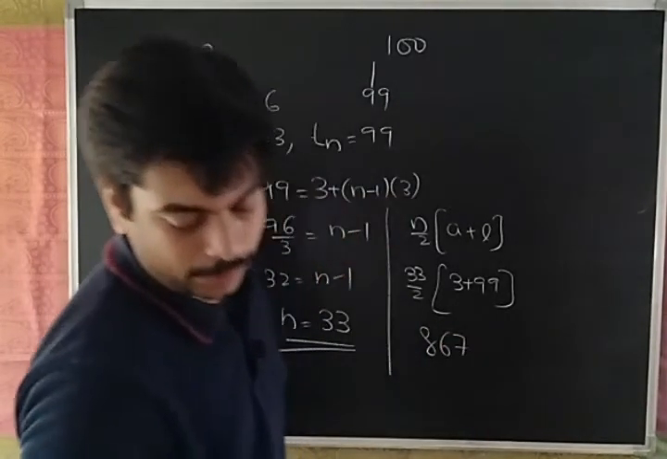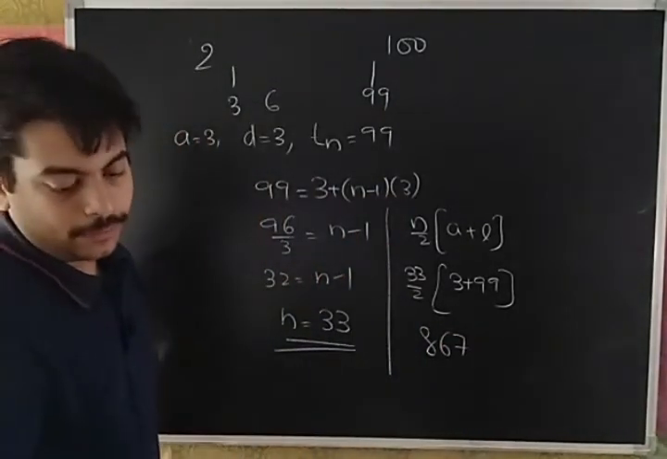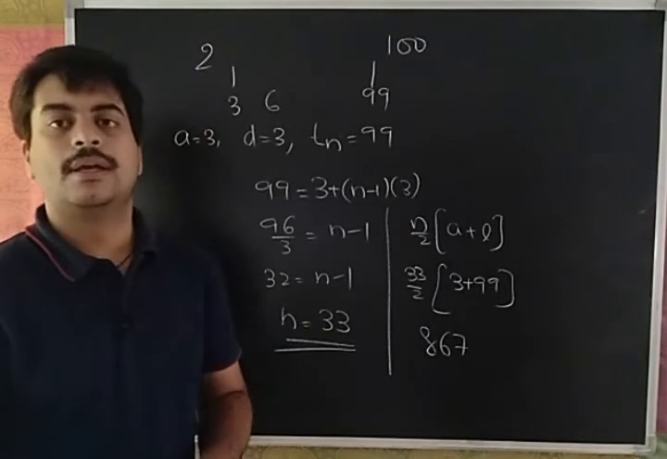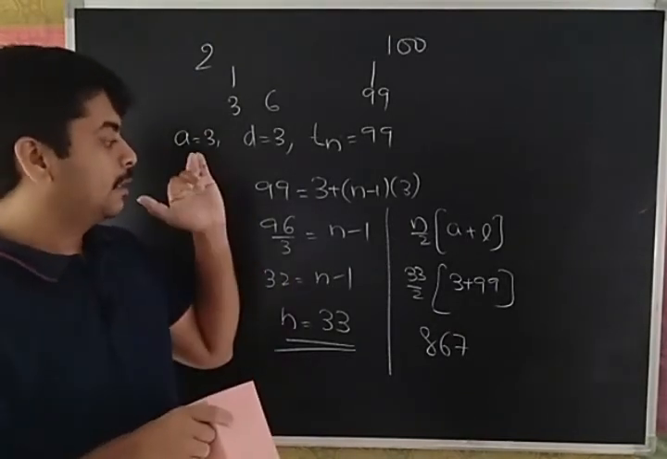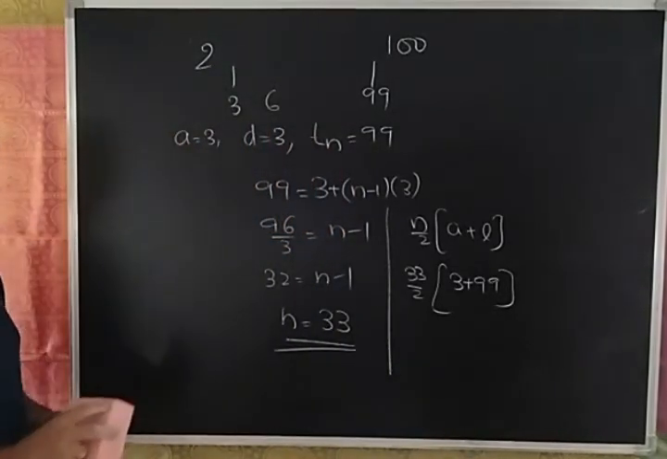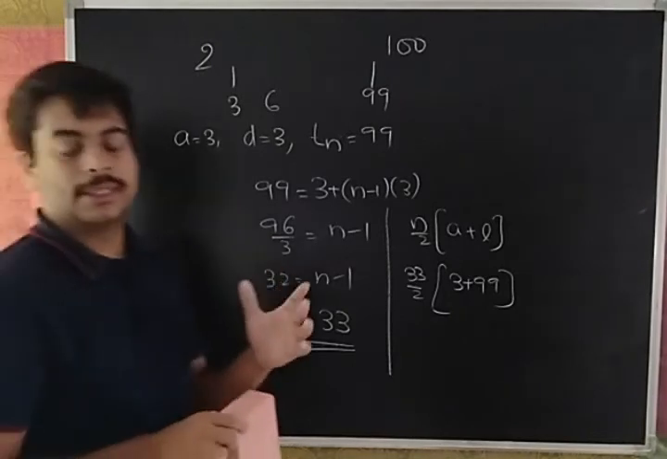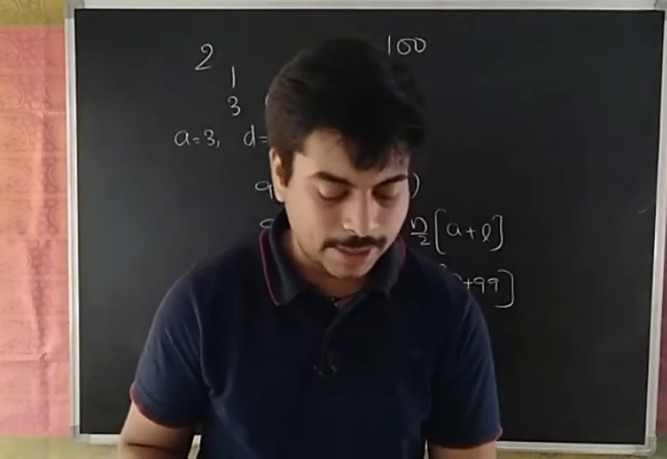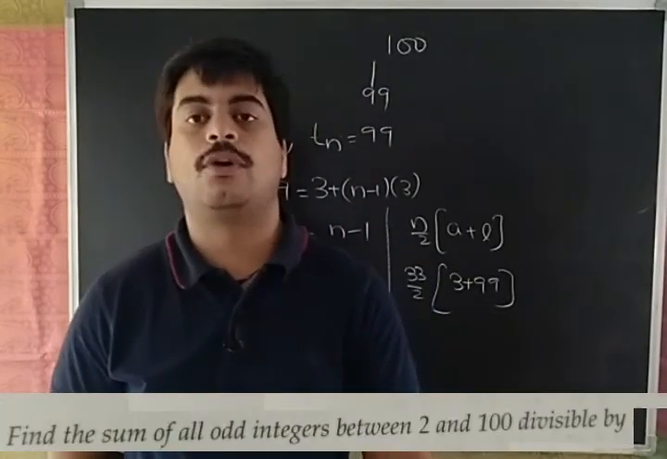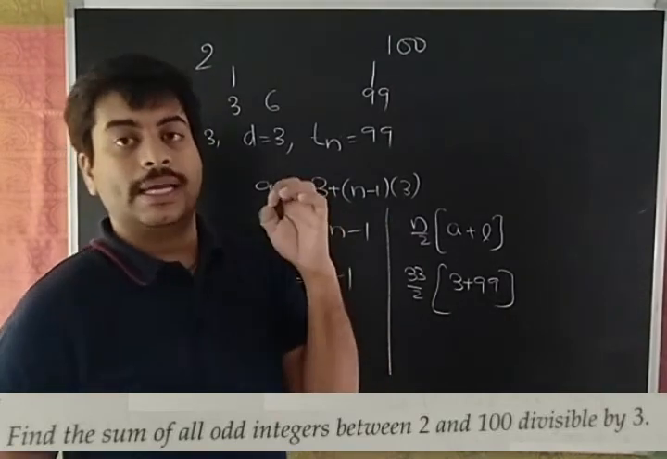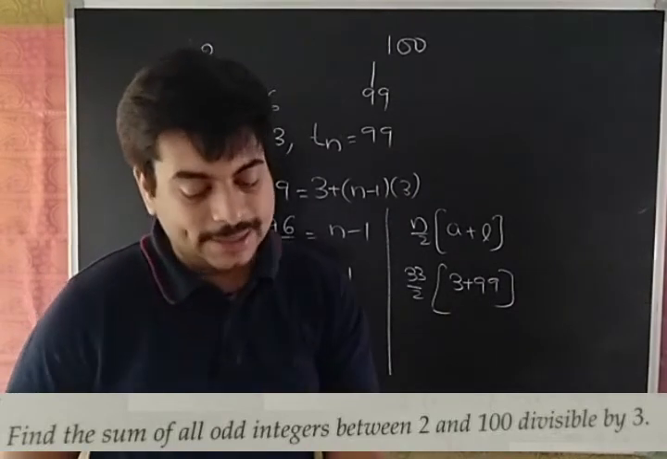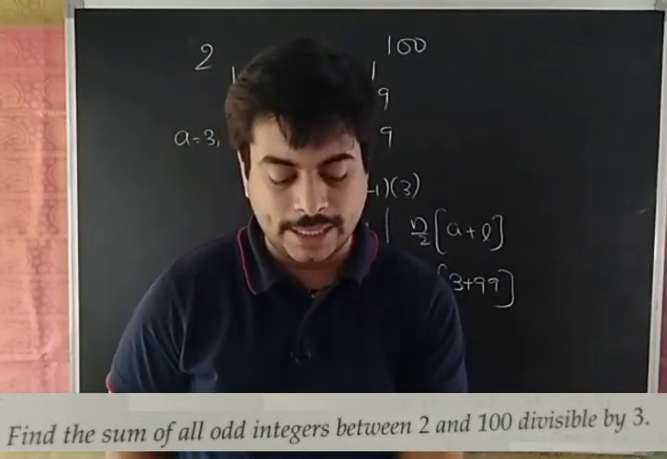Just check that one. Sum of all odd integers, sum of all integers between 2 and 100 divisible by 3. Okay, so this is not 867, sorry. I'll change the question, because we actually got confused with the question here. I didn't read the question properly. What I have done is the sum of all integers that are divisible by 3. That's the thing we have found out. But the question is, find the sum of all odd integers between 2 and 100 divisible by 3.